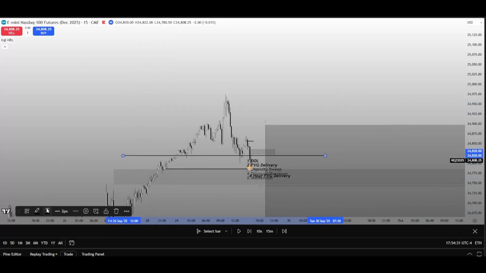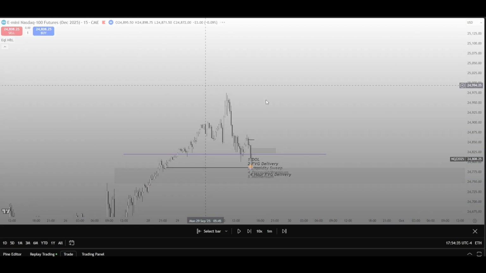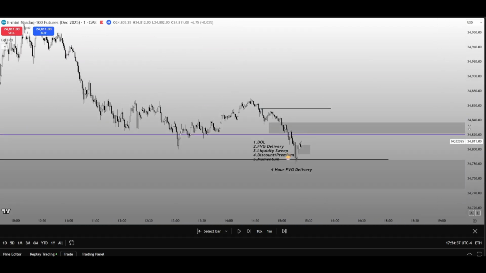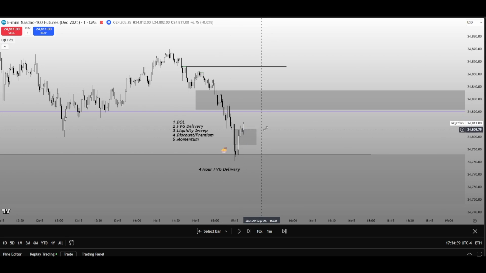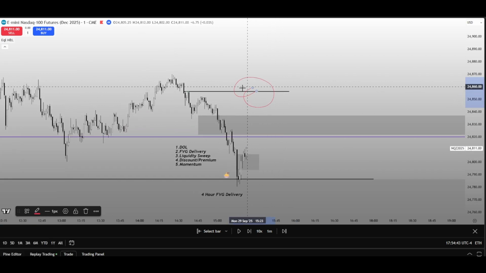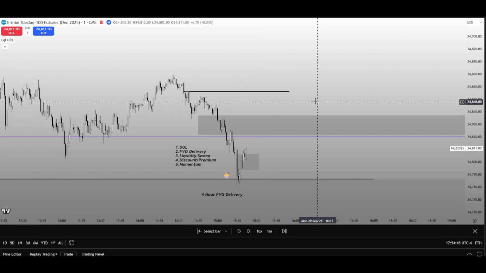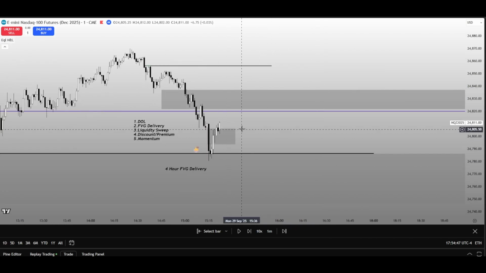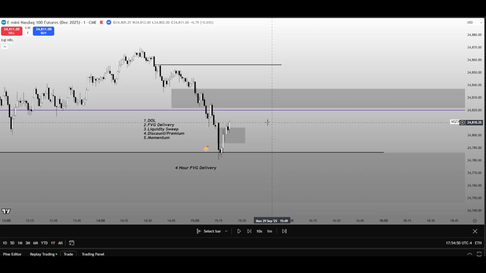This line, which is our 50%, make this purple, right? Therefore, what I want to see is price come down into the discounted range and get a long. I don't want to be taking longs up here because that's in premium of the range, right? I want to be in discount. So here we are in discount of the range. Okay, cool. So now we have 4 out of 5.